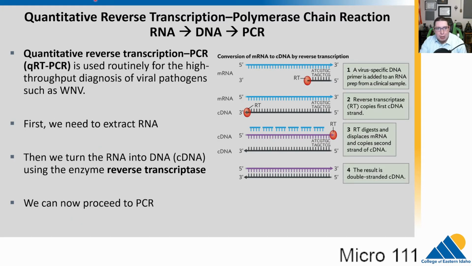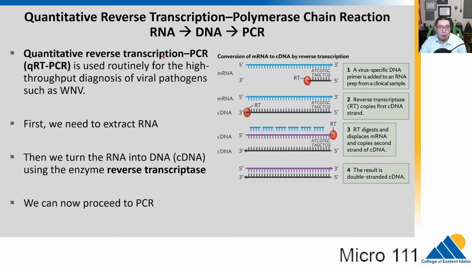What we have to do is what's called reverse transcription PCR, which takes RNA and turns it into DNA, and then we can use that DNA to do PCR. And the quantitative part in here means we can actually count how many copies get made. I'll show you how that works in a moment. But let's look at reverse transcription.